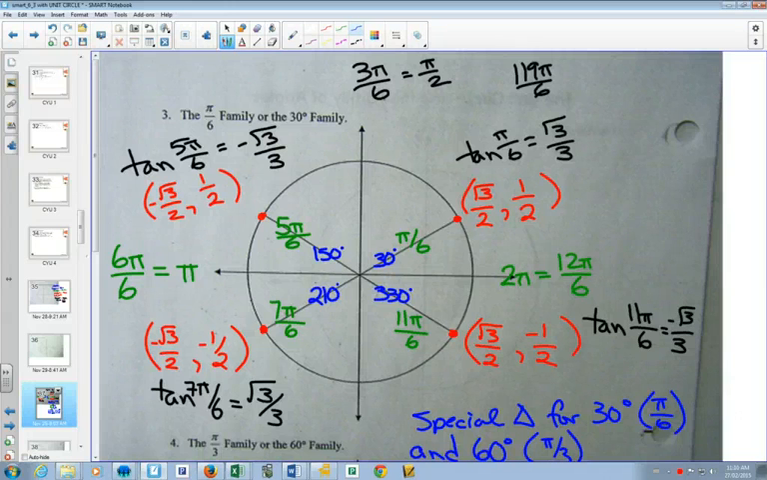119 can't be divided by 2. It can't be divided by 3. Can't be divided by 6. That's already reduced. We would know that that belongs to the pi over 6 family.